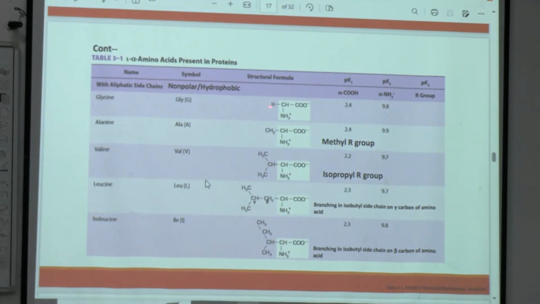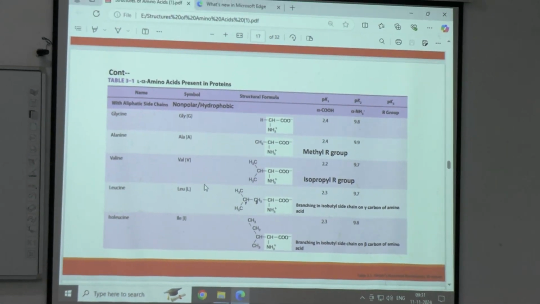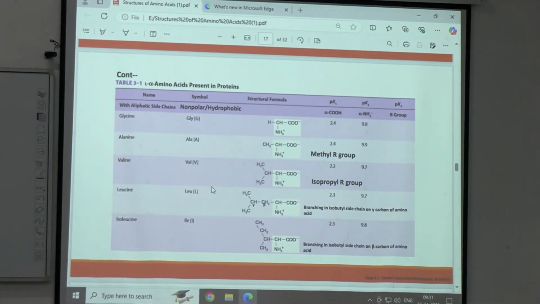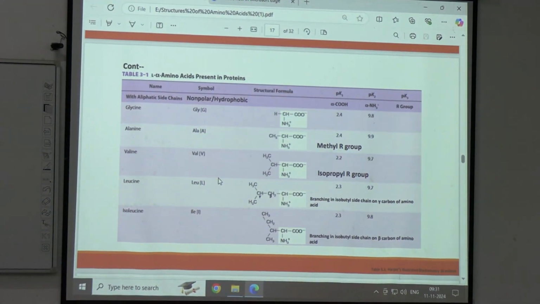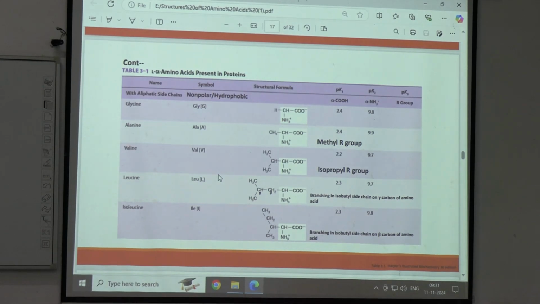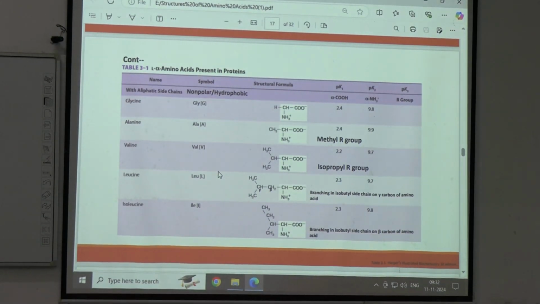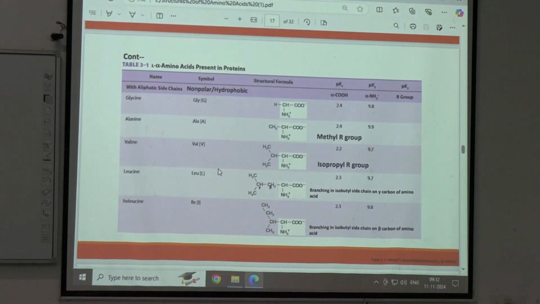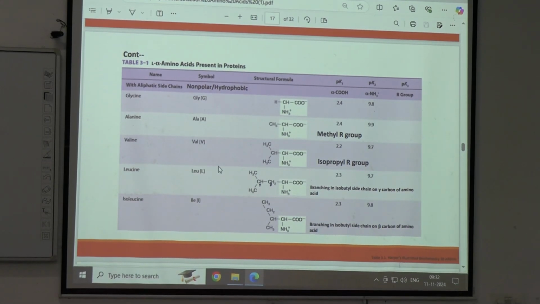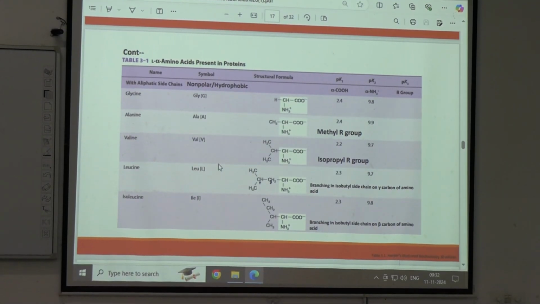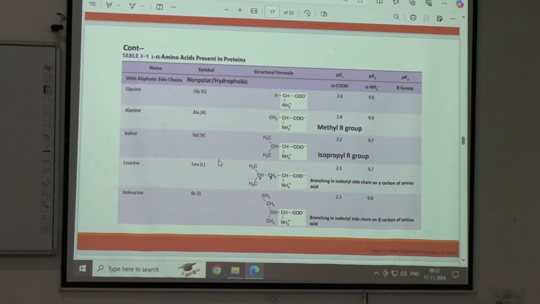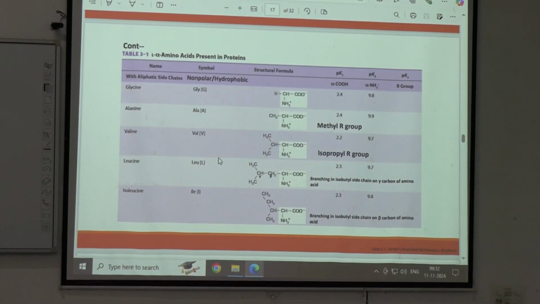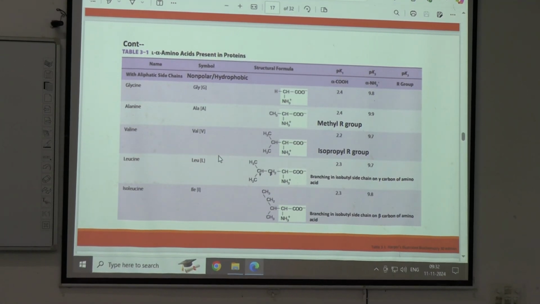Glycine. So here is the entire fixed part, more or less fixed. That is your alpha carbon, the carboxylic group and the NH2 group. If you put an H, it becomes glycine. If you put a CH3, it becomes alanine. If you put 2 CH3 groups on 2 sides of the carbon alternate to the alpha carbon, then it will give you leucine.